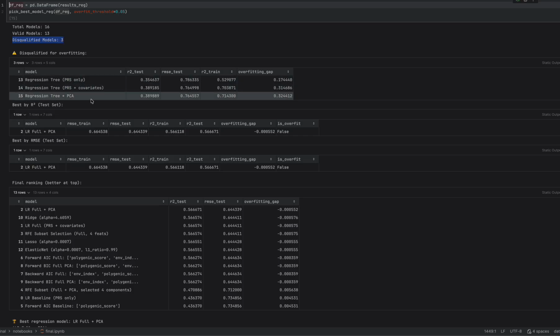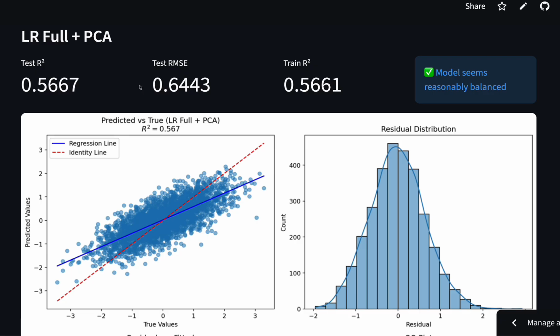Of the qualified models, the linear regression on the full data, including the PCAs, was the best. Here's the overall stats of the LR, showing that it captures about 56.7% of the factors that influence the trait that we're predicting for. For real biological traits, getting more than half of the variation explained through measurable factors is quite strong, because traits are usually influenced by a mixture of genetics, environment, and randomness.